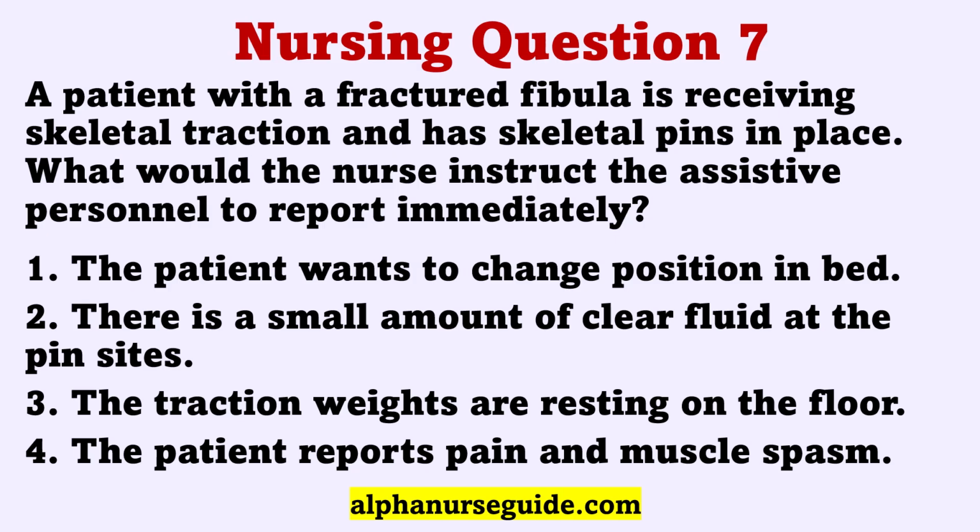The correct answer is 3. The traction weights are resting on the floor. Rationale. When the weights are resting on the floor, they are not exerting pulling force to provide reduction and alignment or to prevent muscle spasm. The weights should always hang freely. Attending the weights may reduce the patient's pain and spasms. With skeletal pins, a small amount of clear fluid drainage is expected. It is important to inspect the traction system after a patient changes position because position changes may alter the traction.